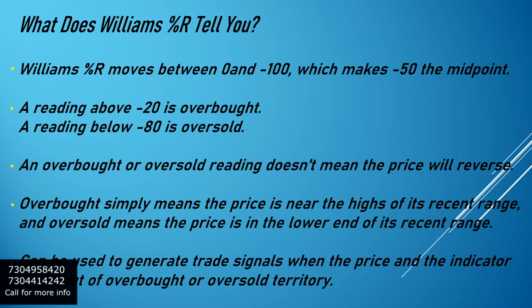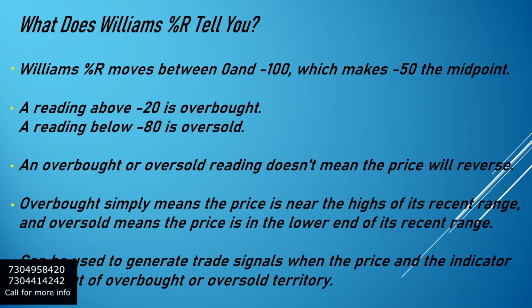The indicator is telling a trader where the current price is relative to the highest high over the last 14 periods, or whatever the number of periods chosen. When the indicator is between minus 20 and 0, the price is overbought or near to the high of its recent price range. And when the indicator is between minus 80 and minus 100, the price is oversold or far from the high of its recent range.